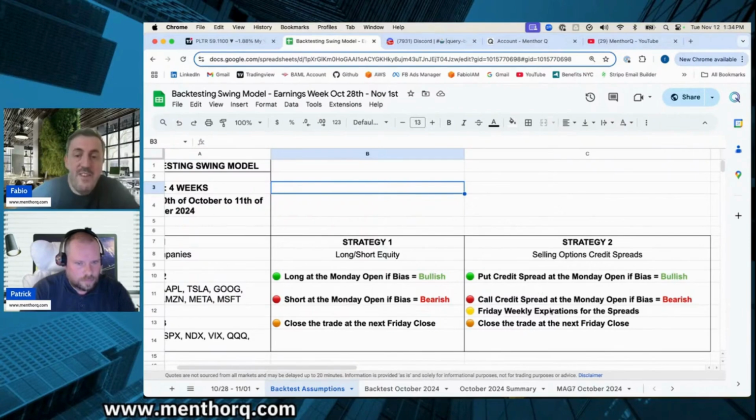And then we basically look at the next Friday expiration. So it's a 5 days model. We look at the Friday weekly expiration for the spreads. And then obviously we close the trade at the end of Friday. So here we will calculate if the price of Friday stays within the range or goes over the range, so if we have a win or a loss, because obviously at the end of Friday, the option would expire in the money or out of the money.